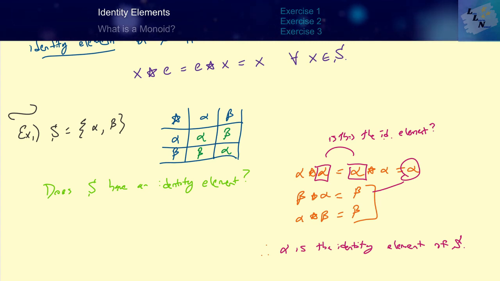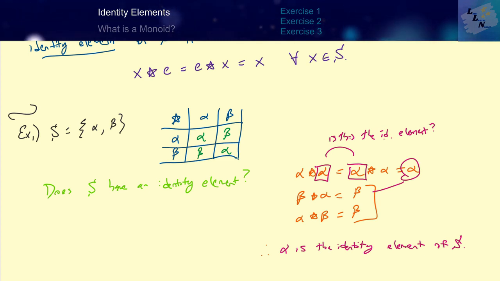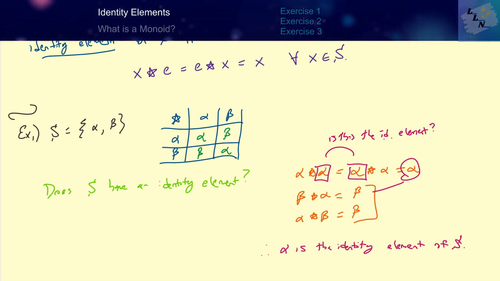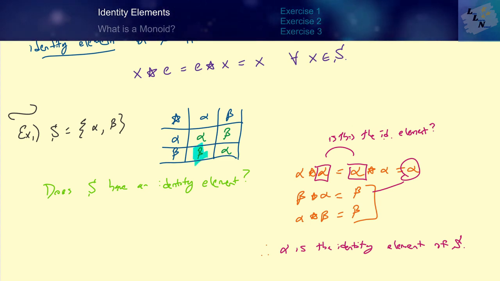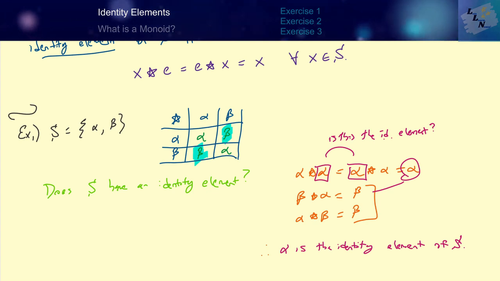Right? So that would be how you can algebraically determine whether a particular element in the set is indeed an identity element. You can also look at the table that we have selected here, and you should see some symmetry going on as well. If we do, for example, beta star alpha, that's that beta value there. And if we do alpha star beta, then we have beta there. So they should be symmetric values, and we also see some symmetry on the diagonal as well.